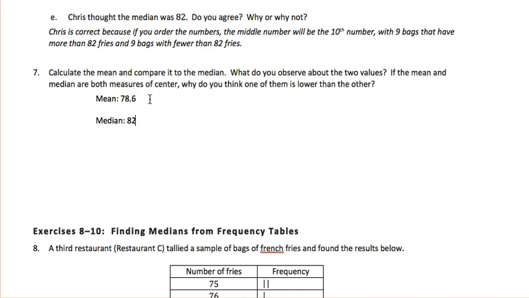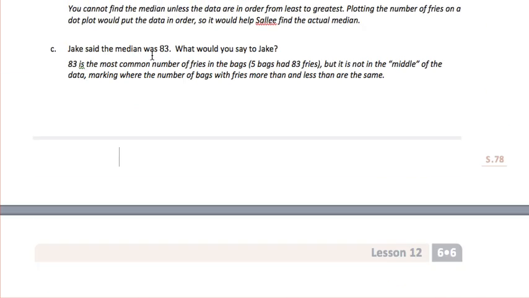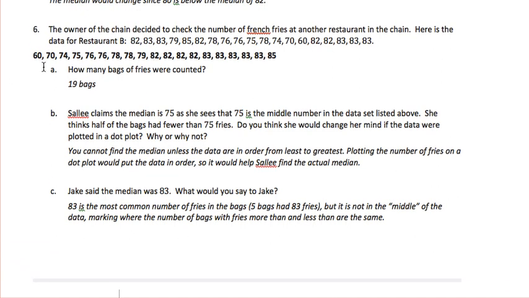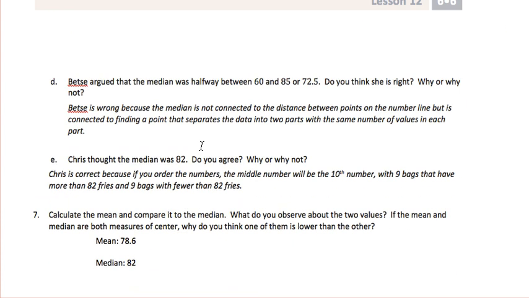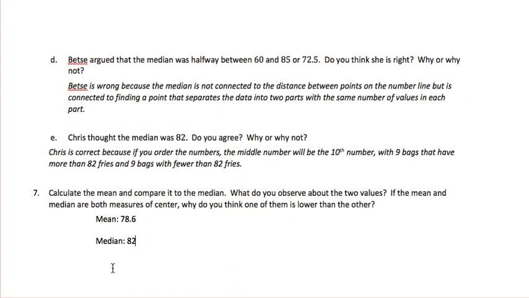The bag with the 60 fries, we look back there, the bag with the 60 fries really lowered our mean because it is so much lower than the other values. And that's why our mean is so much lower than the median.